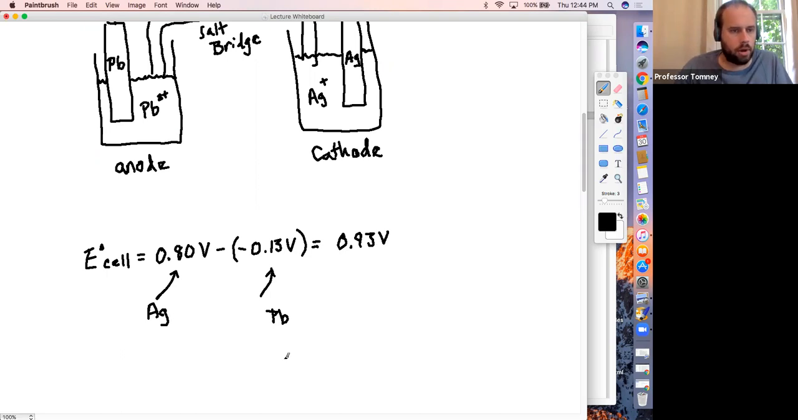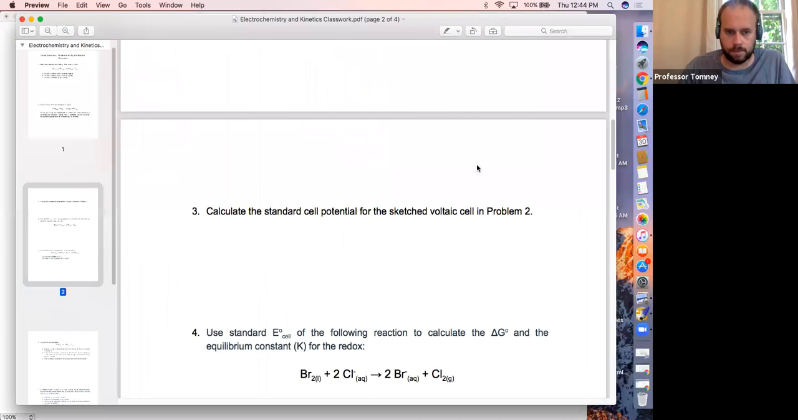All right, I'm going to pause here because we just tackled 2 questions. So are there any questions leading up to this point here, whether it's about the sketched voltaic cell or how to calculate a standard potential? Everyone still comfortable? All right, so if that's the case, let's go ahead and take a look at number 4.